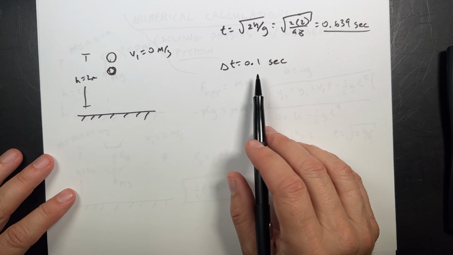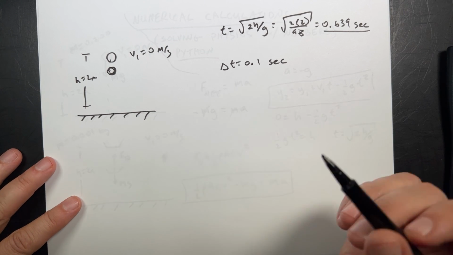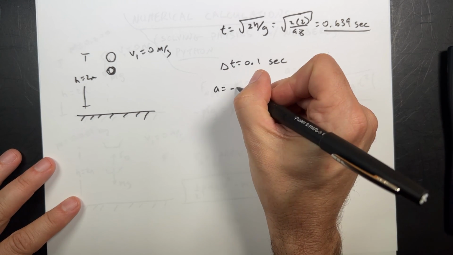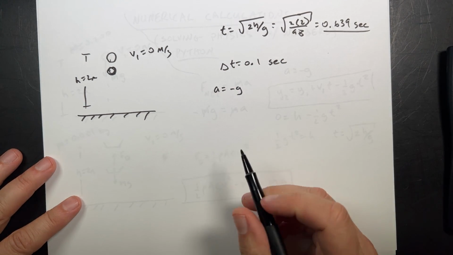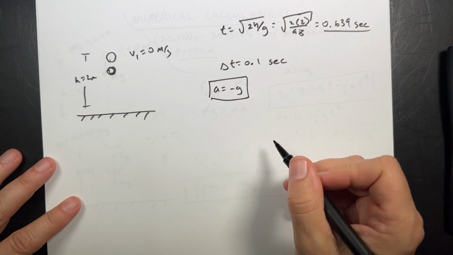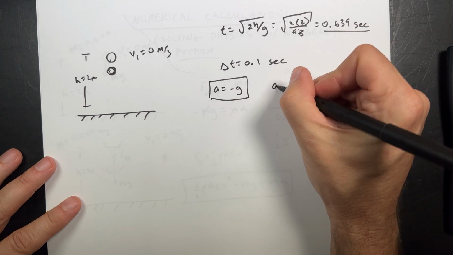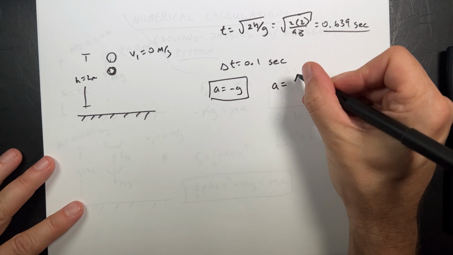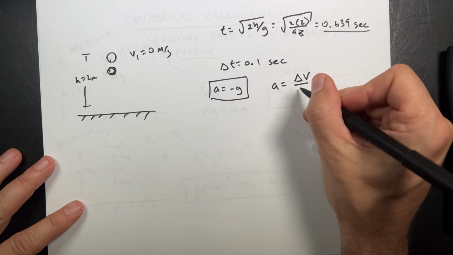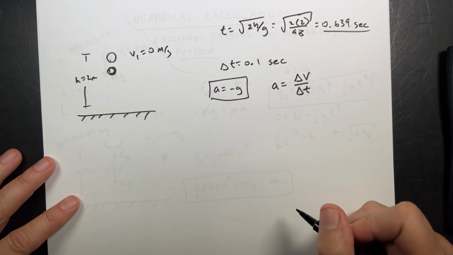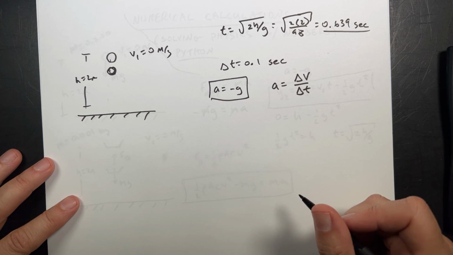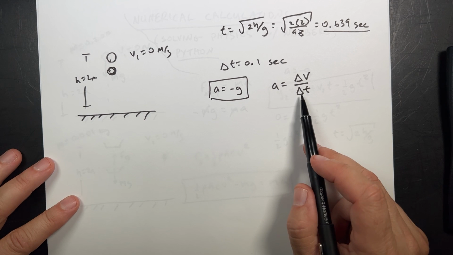Well, we know the definition of velocity, we know the definition of acceleration. So I know the acceleration is negative g. We already know that. We got that from Newton's second law. That's a given. I know that in the y direction, I can define acceleration as the change in velocity with respect to t. That's true. That's how we define it. It's a delta v over delta t. Well, what if I have delta t of 0.1 seconds?